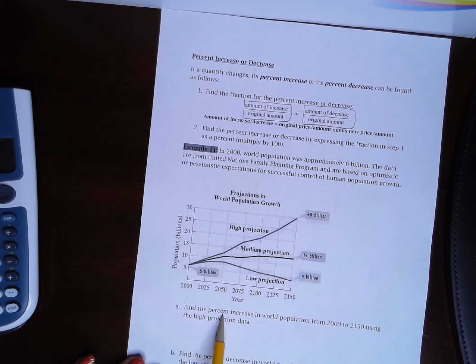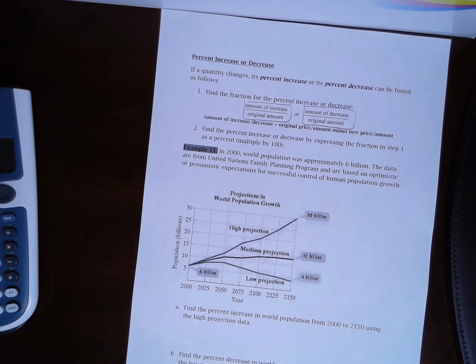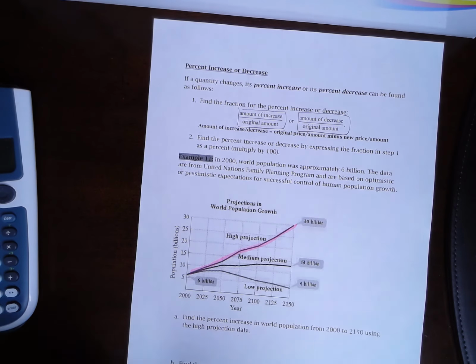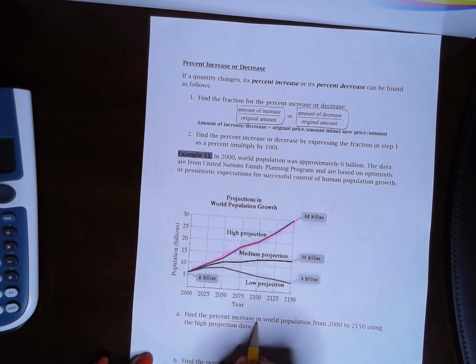So find the percent increase in world population from the year 2000 to the year 2150 using the high projection data. So the high projection data is this line right here. So let me make it more colorful for you. So this is going to be the pink line. So they're looking for what is the percent increase.